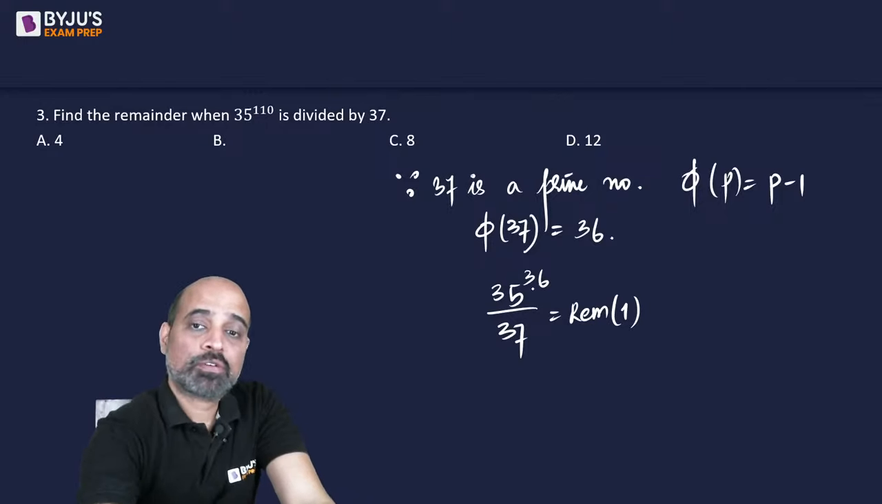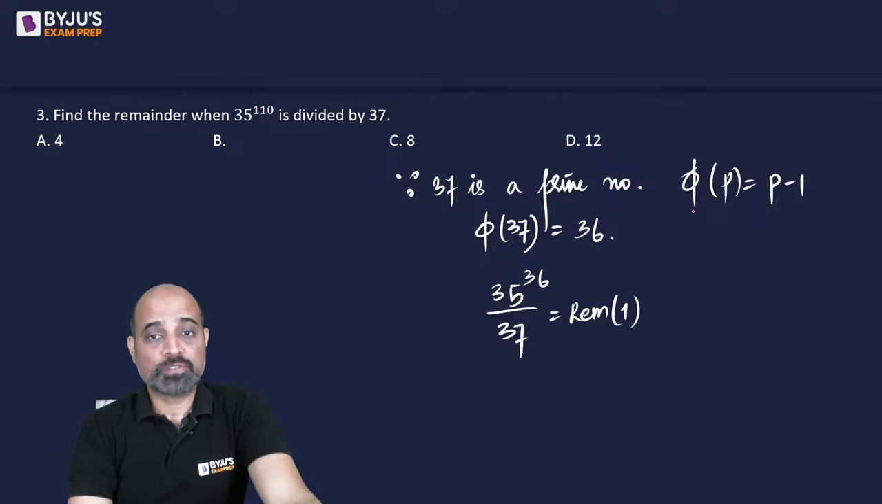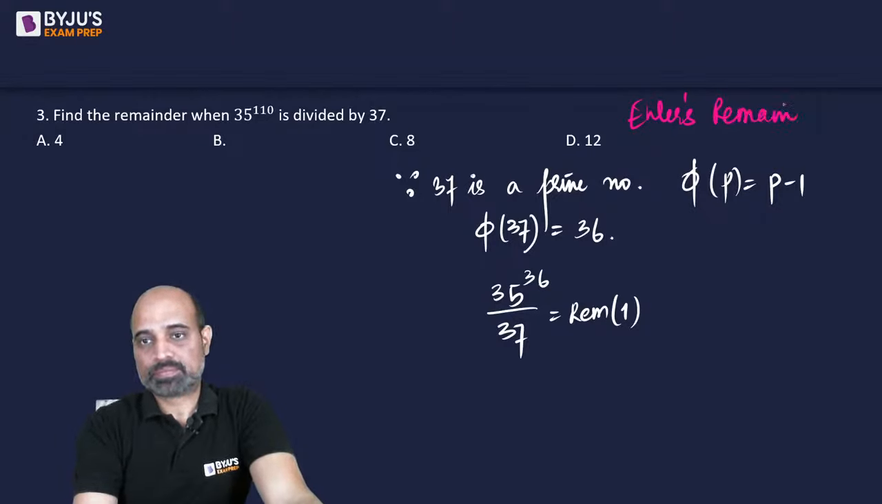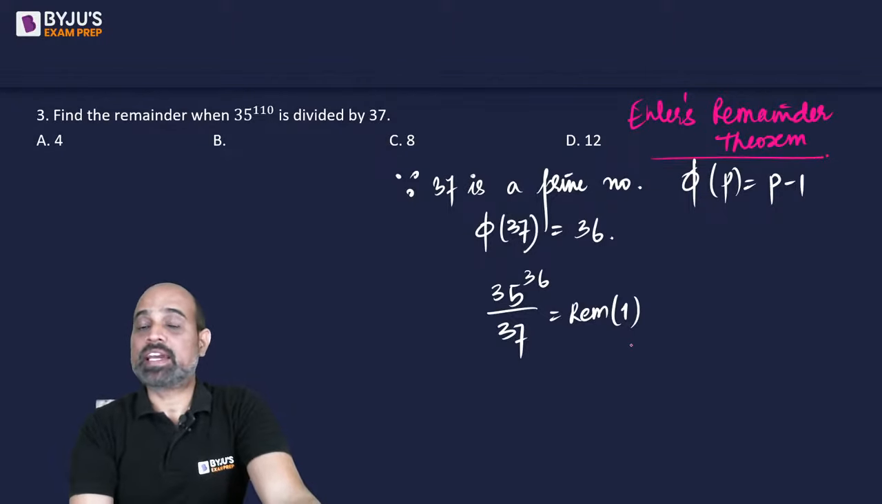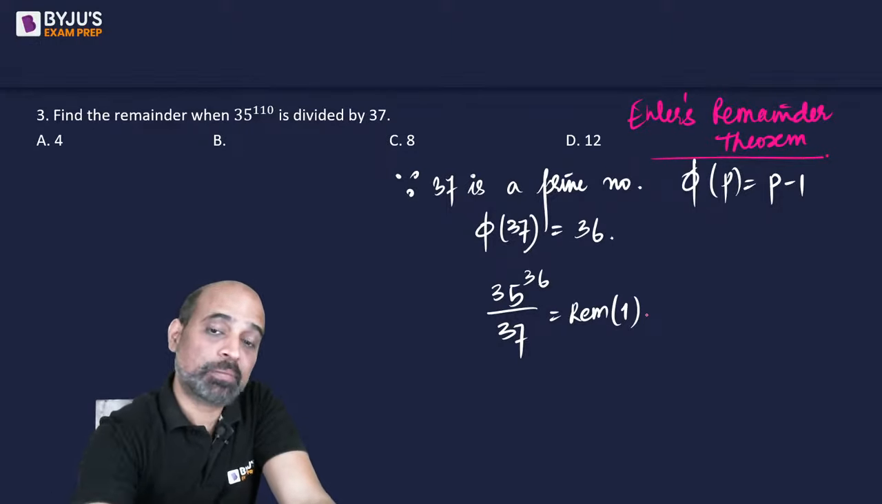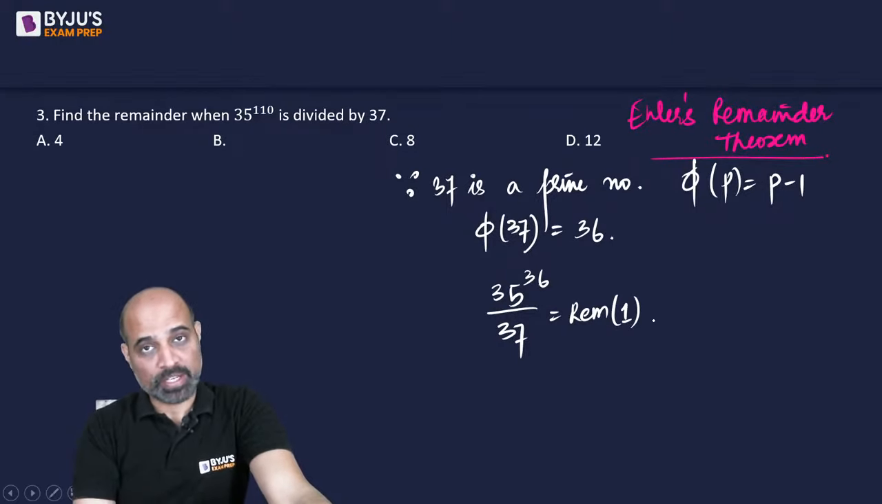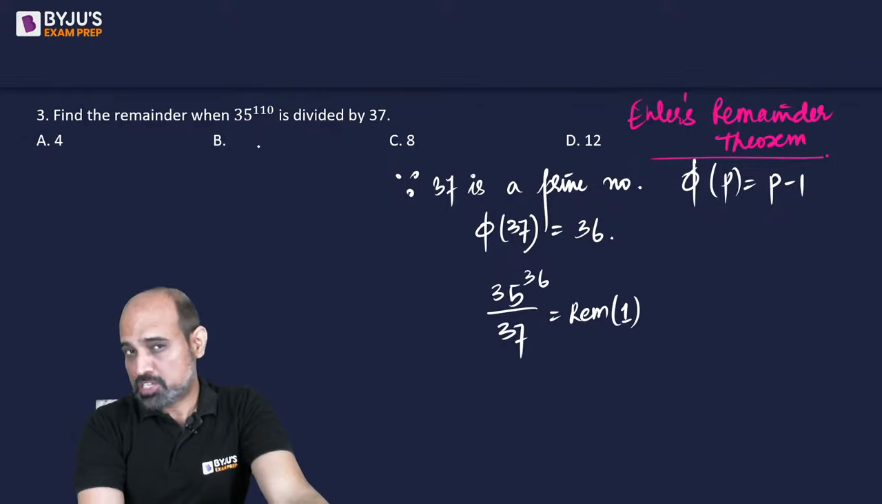Which particular approach did we use here? This is known as Euler's remainder theorem, ERT. So using ERT, we can get to the scenario where the remainder is 1 pretty quickly. Now, our motive is to reach the power 110. We are right now at 36.